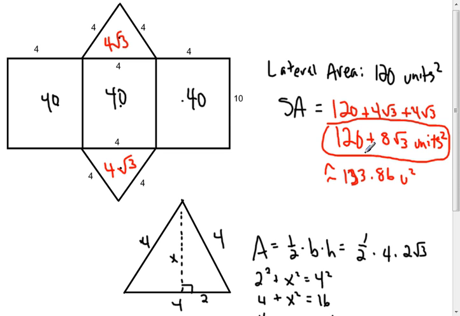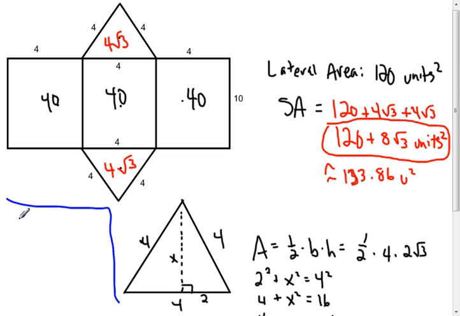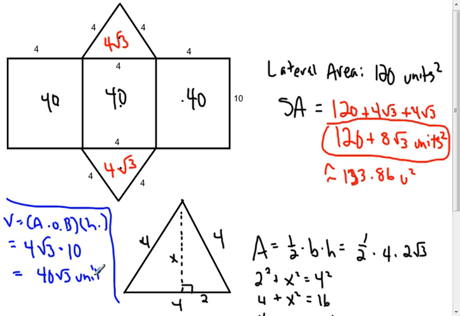Then the volume really doesn't change much. We'll do volume over in this section. We'll use blue, because we don't need a ton of room. The volume is still area of the base times the height. The area of the base we found was 4 root 3, and the height is 10. So the volume is 40 root 3 units cubed. Doesn't matter what kind of prism it is, it's area of the base times the height.